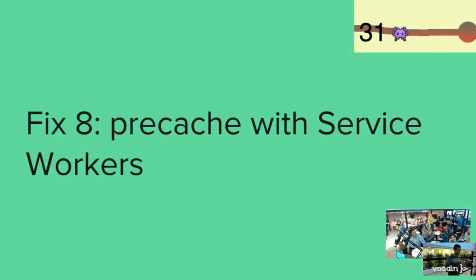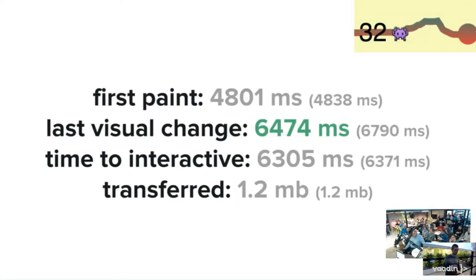Then fix number 8, pre-caching our site with service workers. What do you think? Are you measuring the first load or following loads? Good question. First load. Yeah, this is actually true. Service workers won't help the user in any way when they are first time visiting the site. It only helps on the second time or the third time when they are returning and the service workers have already been registered. So good catch.